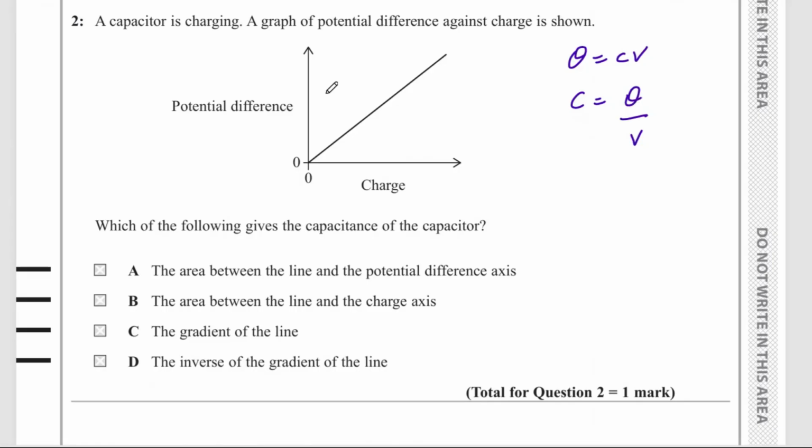But if you talk about the gradient of this graph, that has to be the y component upon the x component, meaning thereby it must be delta V upon delta Q. That is going to be the gradient. So what is going to give you the capacitance? It must be the reciprocal of this thing. That has to be Q upon V. So what does that mean? That the reciprocal or the inverse of the gradient of this graph is going to give you the capacitance, keeping this formula in mind. So that is why I'm going to go with the inverse of the gradient of the line, right? This one.